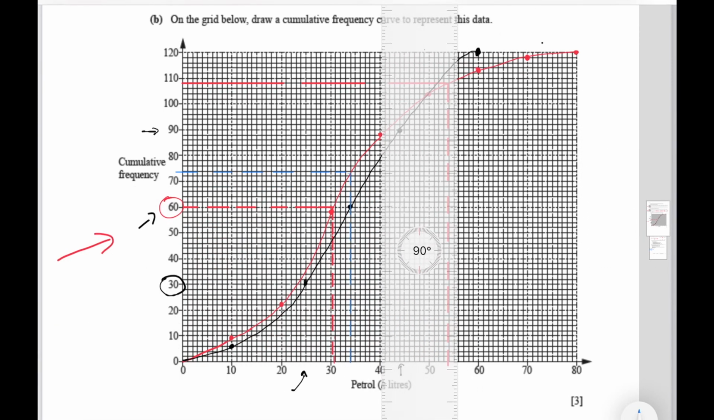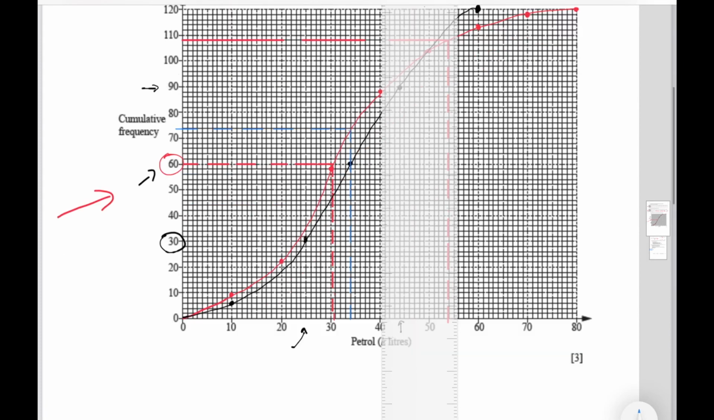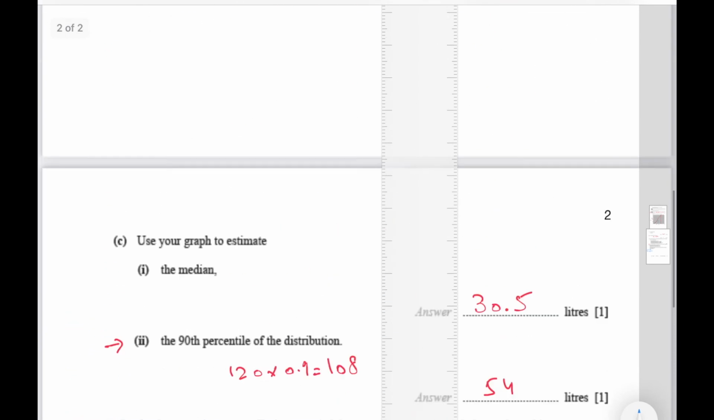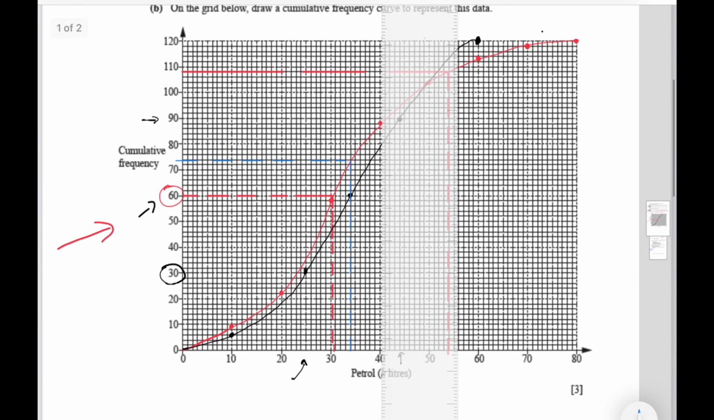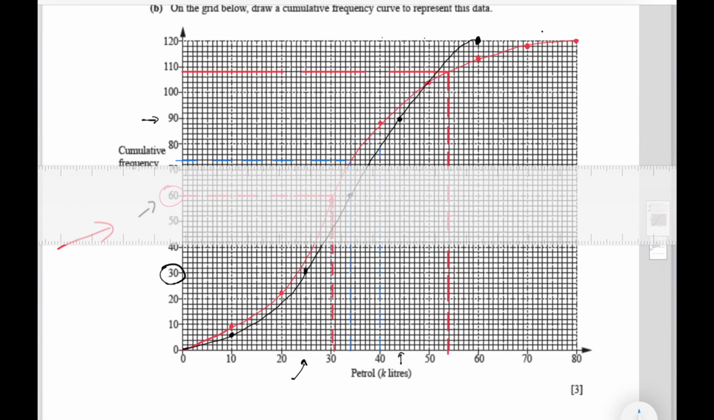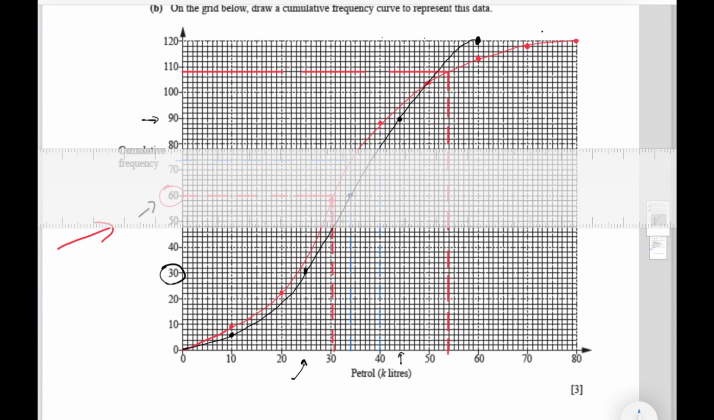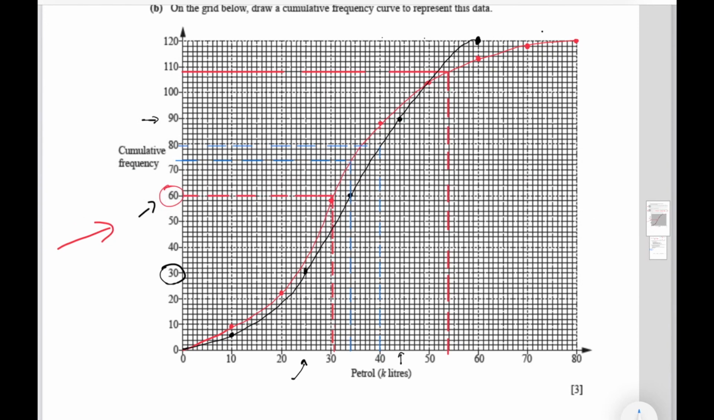We draw a vertical line at 40 liters. Okay, so when we draw a line at 40, we go like this and we stop at the black line. Then we connect this with the horizontal line. It is supposed to be in between 78 and 80. It is going to be over here. So this is 79, I think.